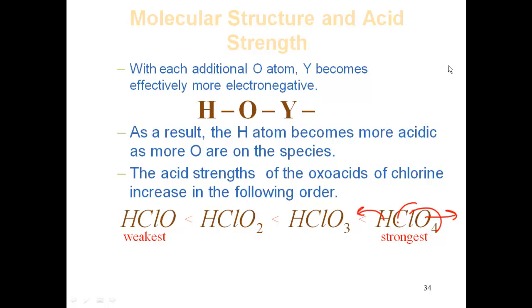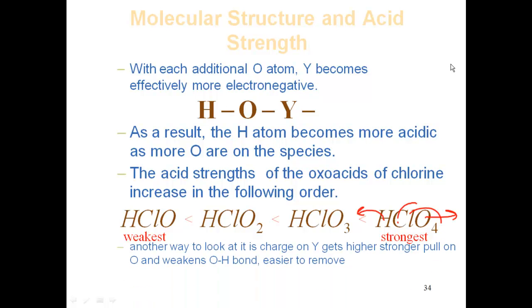Now another way to look at this is that the charge on Y is changing. As I'm adding an oxygen, the charge on that chlorine is changing as well. Chlorine at the beginning has a +1 charge. Then we go to +3, and +5, and then +7. That's changing because I'm adding an oxygen each time, so it's going up by 2. As that charge gets higher, there's more attraction to the oxygens being pulled on, so it's also going to pull and weaken that bond as well.